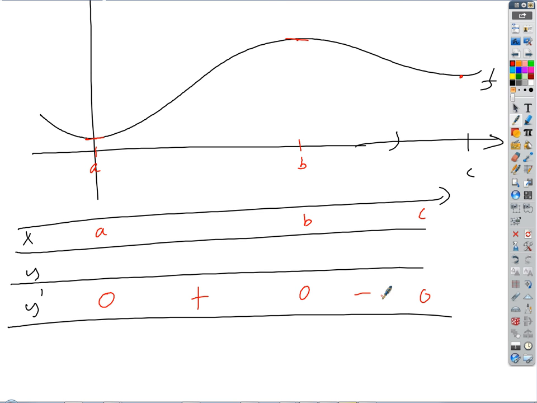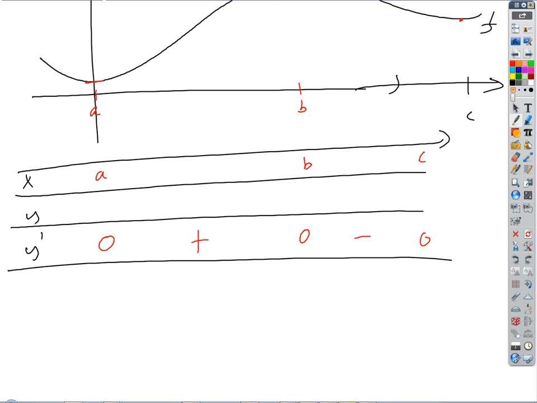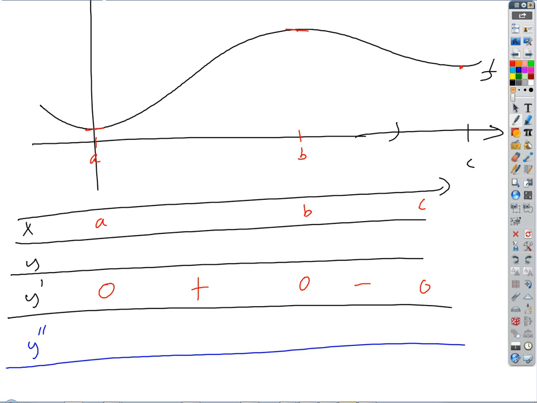Okay, let's look at the next row. What is the second derivative telling us? Now think what the first derivative is. You gotta really focus here. This is gonna hurt your brain. This is good. No pain, no gain. No pain, no brain gain. Like I said.